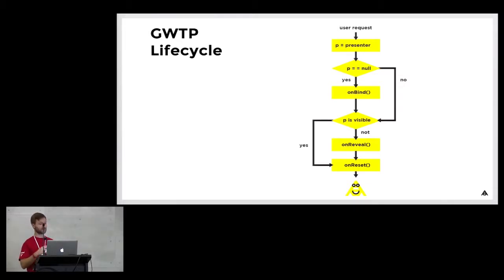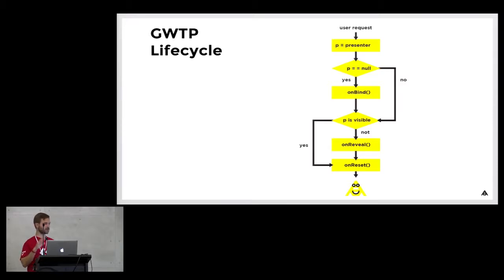And then, if the presenter was already visible, it will call onReset directly. If not, it will call onReveal, and then onReset. So both of them are called the first time around. The onBind should always be used to instantiate and add event handlers to your presenter. So when you wish to add event handlers, or you need to create some widget with a factory, for example, it is in onBind that you will do all the initialization of your application.